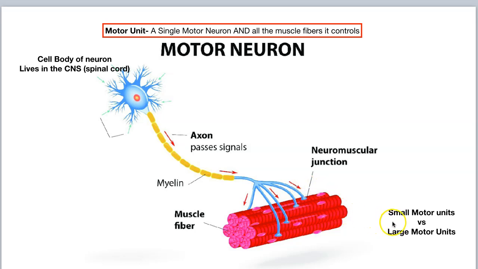So make sure you understand when we say a small motor unit, that would be a single motor neuron that's controlling a small number of muscle fibers, usually 10 or less. Now, large motor units, this single motor neuron would branch and control hundreds of muscle fibers.